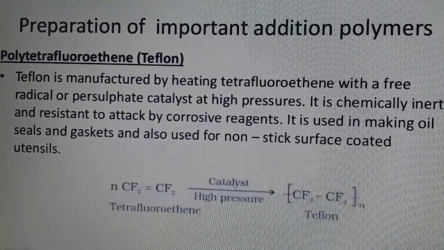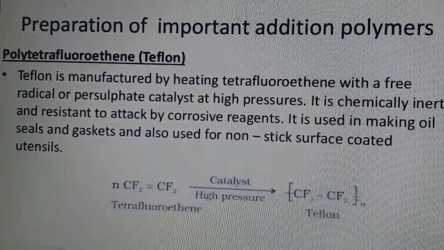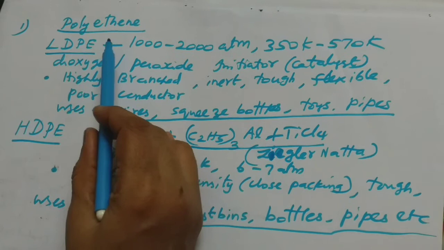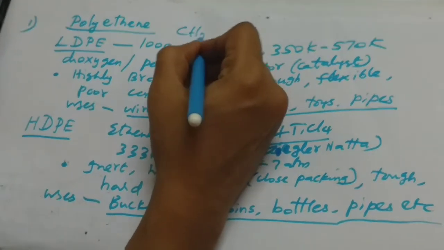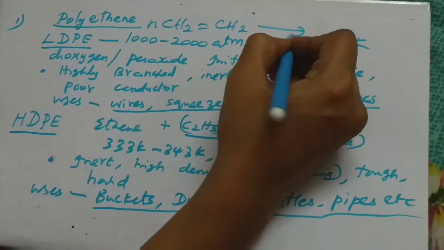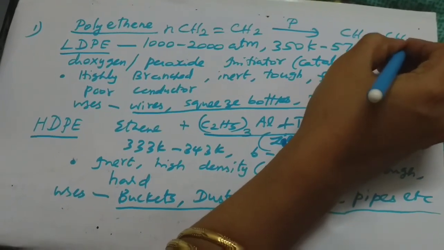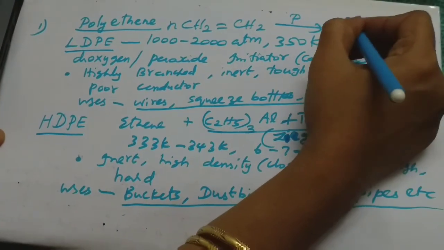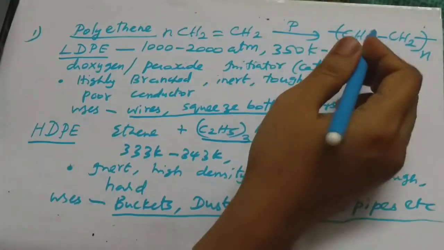The first one, the monomer given is ethene. The first addition polymer is polyethene. Polyethene is derived from ethene. You know the formula of ethene? It polymerizes and gives polyethene. The double bond should be removed and a single bond put in, and it is extended on both sides, n times. It is polyethene.